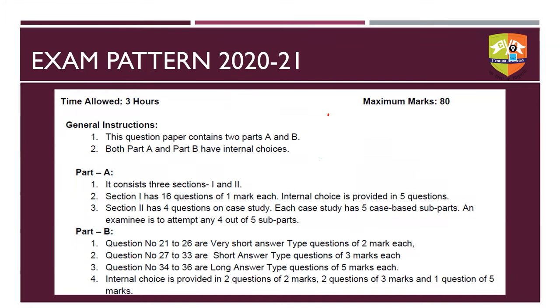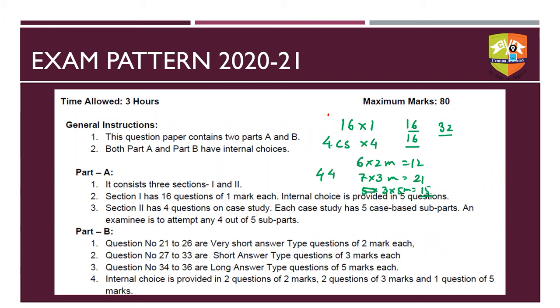Okay, now let's begin. What I'm saying is 16 into 1, you now remember, then 4 case studies, each with 5 questions, but you will be given 4 marks only. So this is 16 plus 16, 32. And then we have 6 into 2 marks, 12, 7 into 3 marks, 21, and 5 marks into 3, so we write it as 3 into 5 marks, this is 15. So this is the breakup. The total is 48. Yeah, 48 and 32, this is a total of 80.